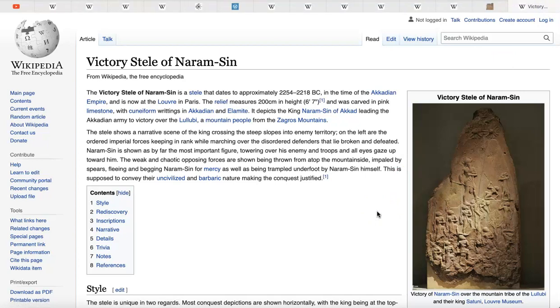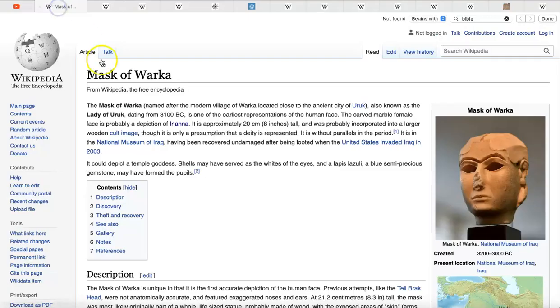For some reason, I don't know what got into me, but I said, I want to talk about Inanna today. I want to talk about her, Inanna. This is probably Inanna. This work of art is called The Mask of Warka, named after the modern village of Warka, located close to the ancient city of Uruk. She's also known as the Lady of Uruk.